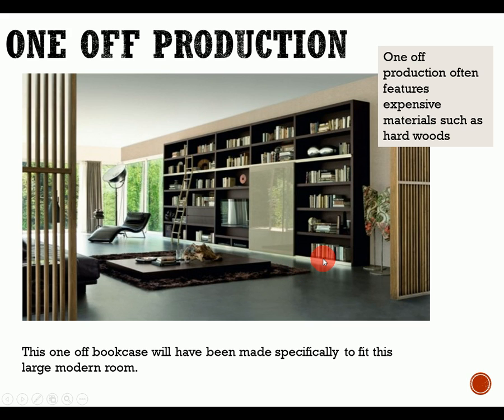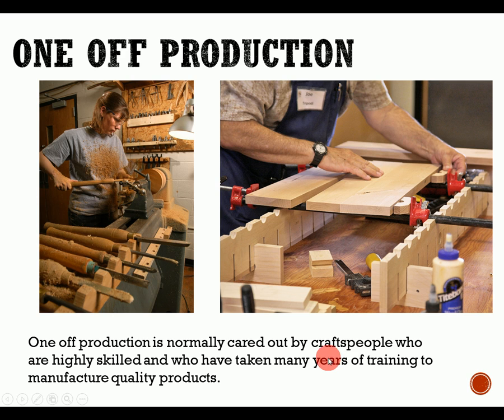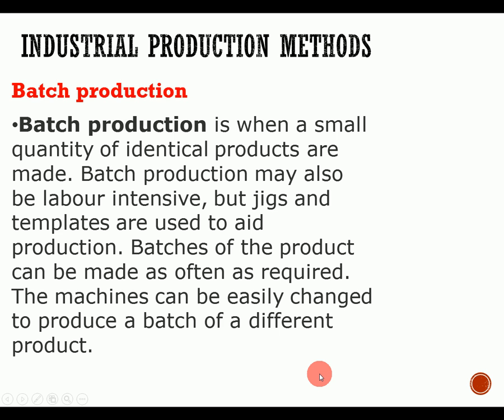One-off production often features expensive materials such as hardwood. So here's a hardwood cabinet, a one-off bookcase made specifically to fit this large modern room. One-off production is normally carried out by craftspeople who are highly skilled using simple hand tools. And this would have taken years of training to manufacture a quality product. So that is one-off production.